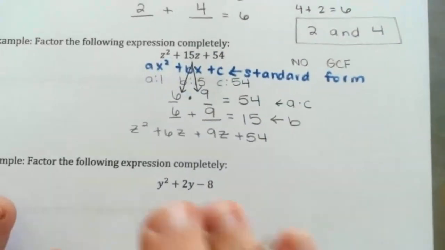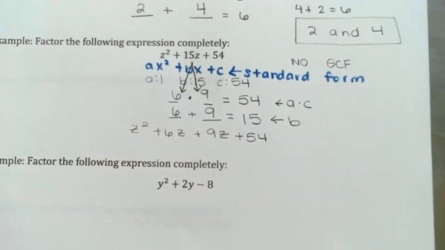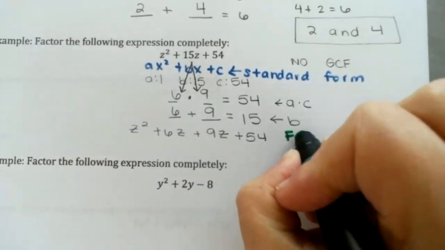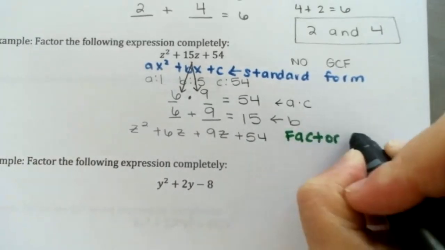So now we're at this step. So now we have four terms, z squared plus 6z plus 9z plus 54. Now there's four terms, so now we can factor by grouping, just like we did on homework one.